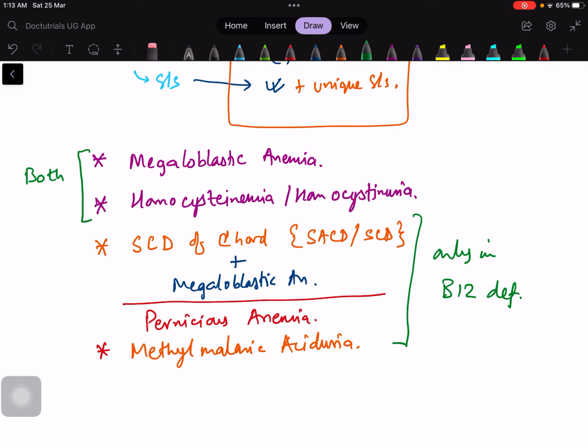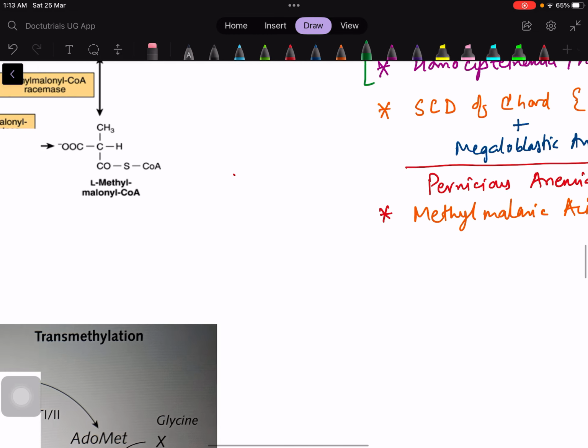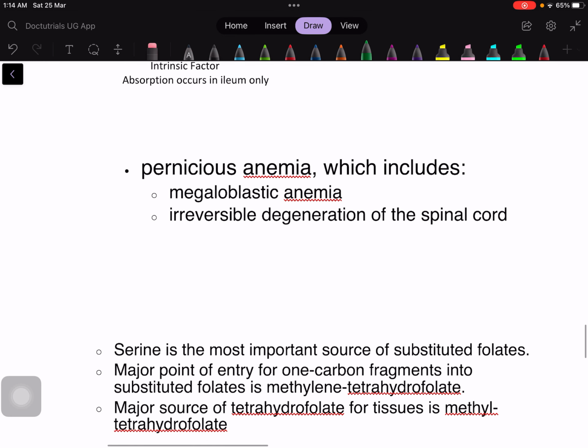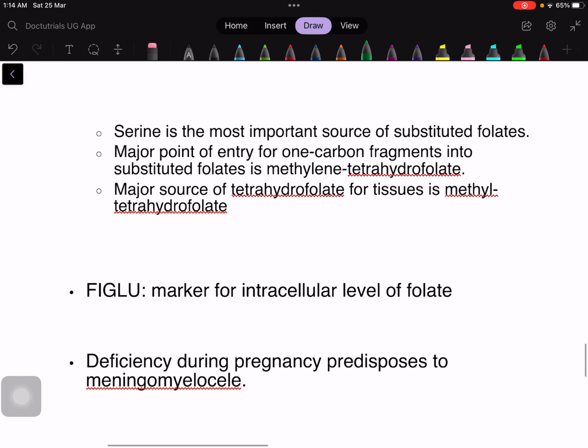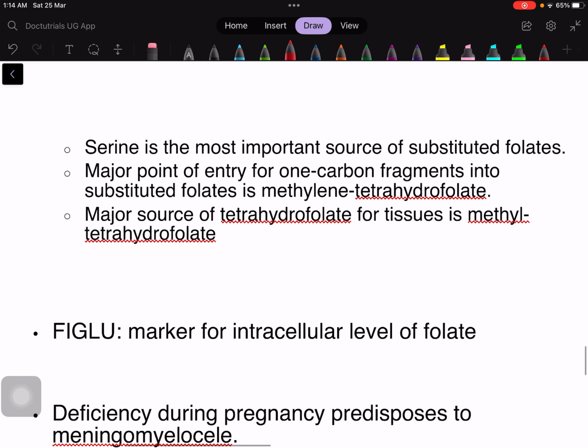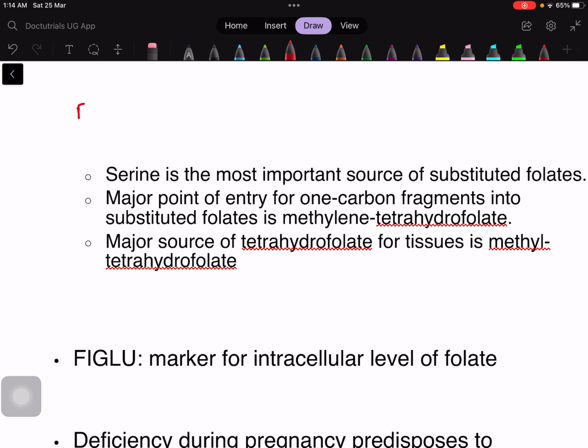What are the other points that you have to remember? Let us talk about B9 first. For B9, the important point is that B9 will be present as tetrahydrofolate and it is the methyl group donor.